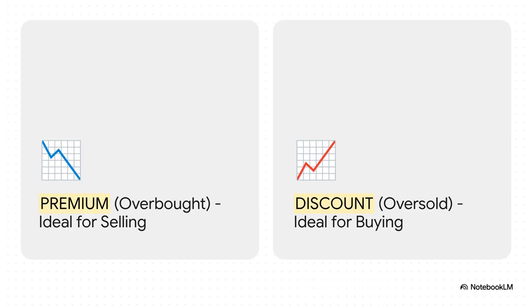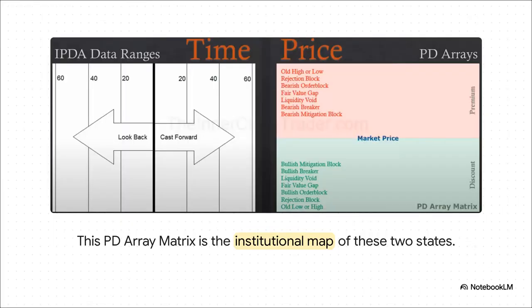A discount, on the other hand, well, that's the bargain bin. It's an oversold condition. Prices are cheap, making it the perfect area for those same institutions to start buying. The whole game is just about anticipating the move from one state to the other. And this right here, this is basically the institutional treasure map. It's called the PD array matrix.